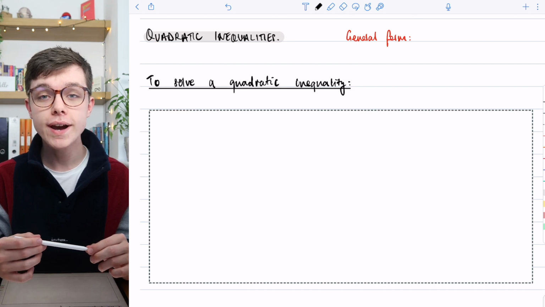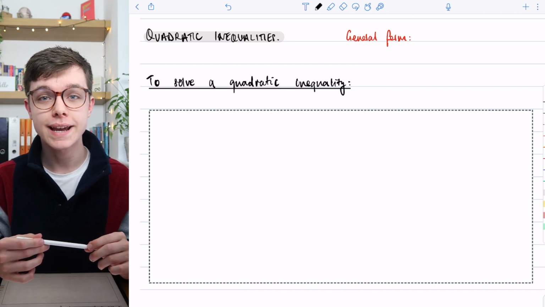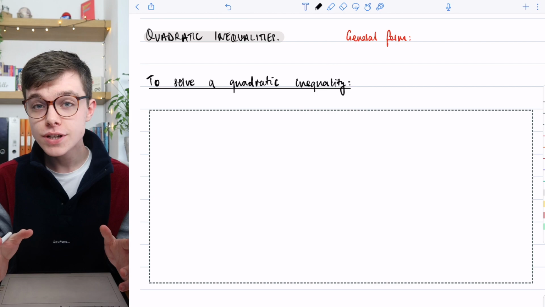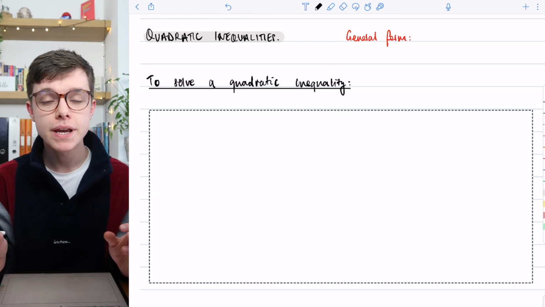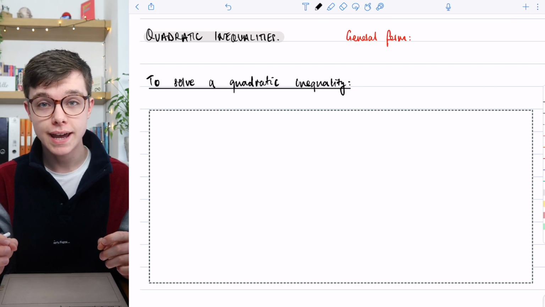In this video, we're going to have a look at solving quadratic inequalities. Now in the last video, we had a look at linear inequalities and what they meant and how we can solve them. Today we're going to have a look at quadratic inequalities.